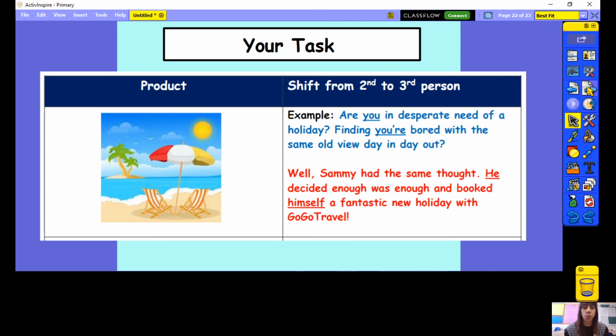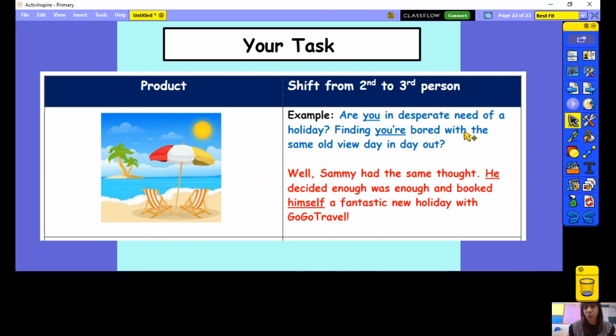So for instance, if my product was a holiday, my example goes as follows. I have got my second perspective in blue, which is where I am talking to my audience. Are you in desperate need of a holiday? Finding you're bored with the same old view day in, day out? Then I'm going to talk about somebody else who was in the same position. Well, Sammy had the same thought. He decided enough was enough and booked himself a fantastic new holiday with GoGo Travel. So one sentence or two sentences there talking directly to this person. So you're using the second perspective.